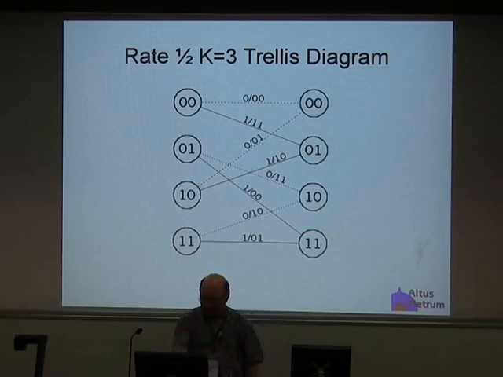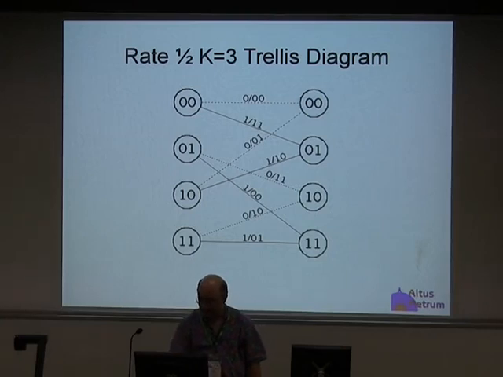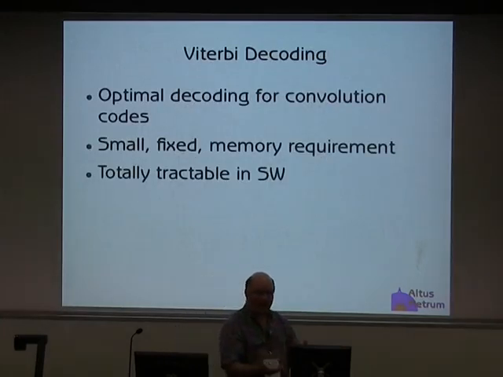You can see, so those are all the 8 different transitions. Each input state has 2 transitions depending upon the next bit, and you get to a new output state. Okay, so that's a simple little trellis diagram. And that's going to help us explain how decoding this thing works.